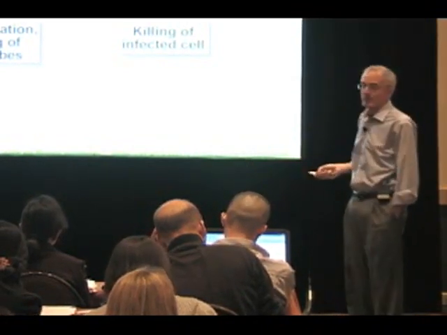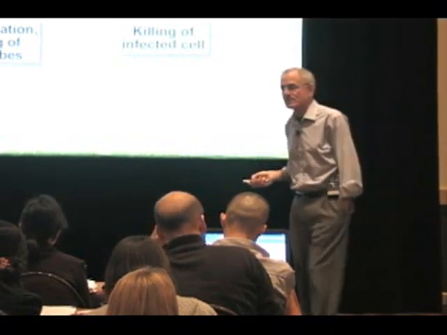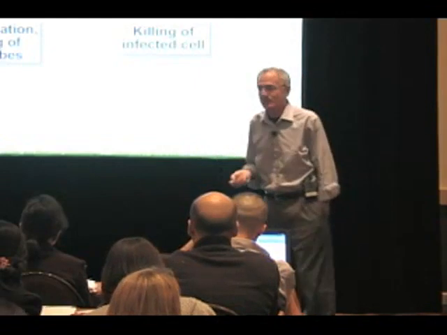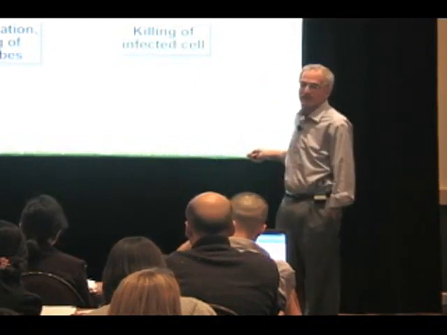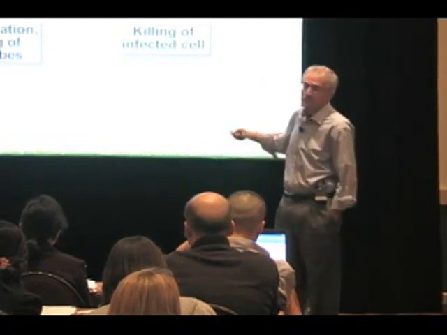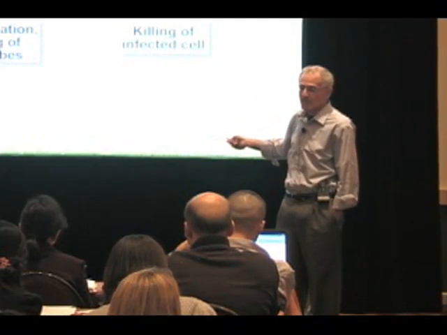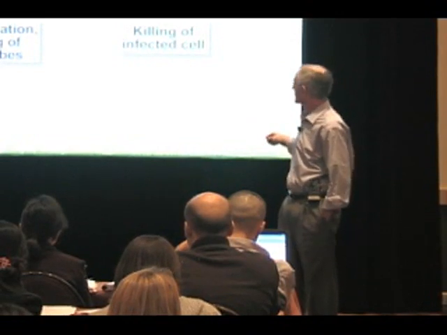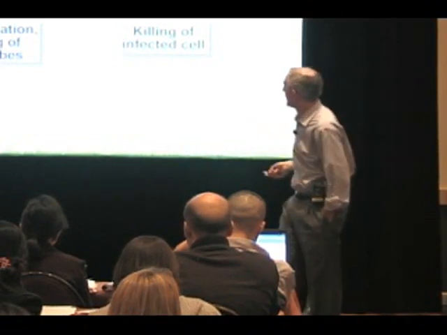The second branch are the CD8 positive T cells that we call cytotoxic T lymphocytes, or CTL. As you've heard several times, they directly kill infected cells. We're going to spend the first part of the lecture talking about the CD4 positive helper T cells, and the second part, which is really not half but a third of the lecture, on CTLs.